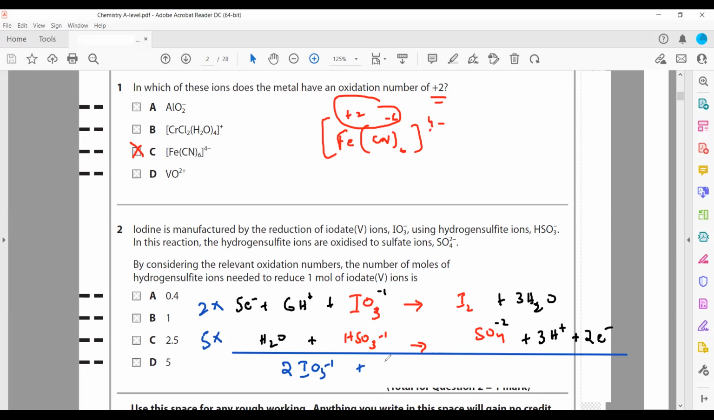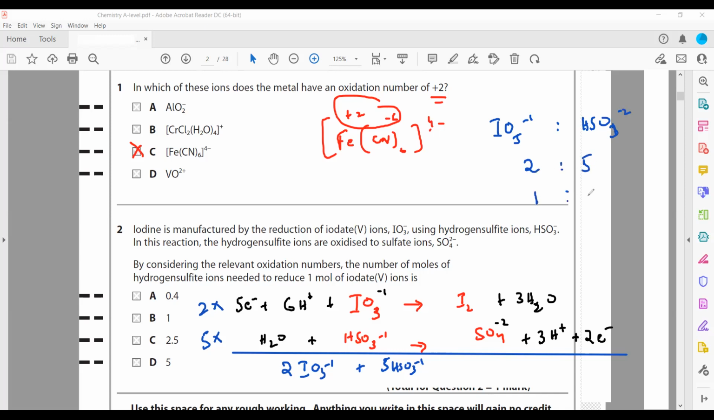So it is 5HSO3. Now the ratio between them, what is the simplest ratio? Because if 1 mole of iodate ion is there, how many moles of HSO3? So the simplest ratio between them is 2:5. According to the combined equation, what we write here, the simplest is 2:5.